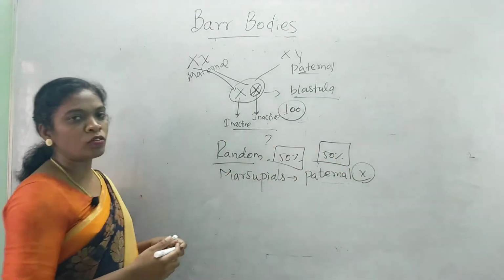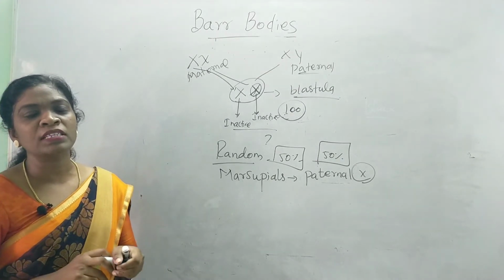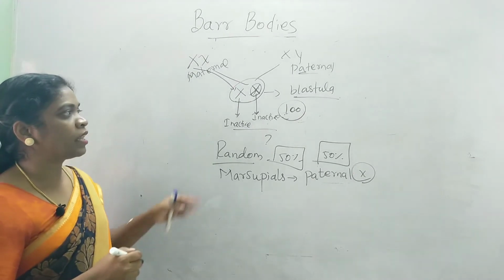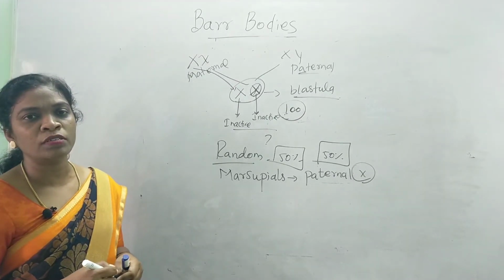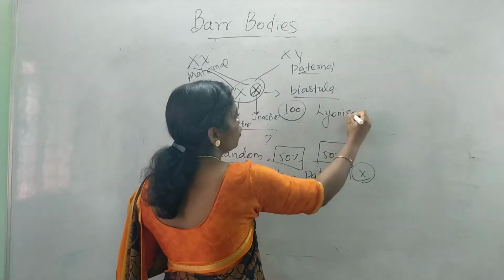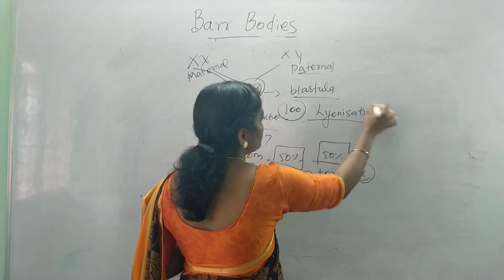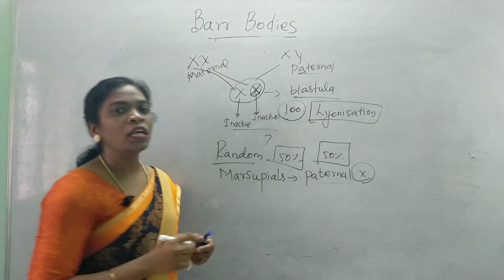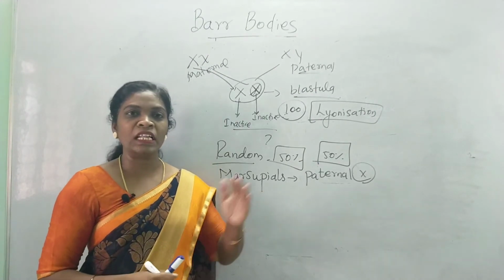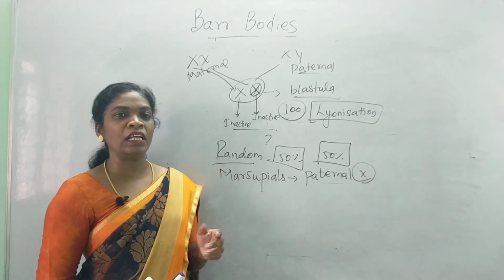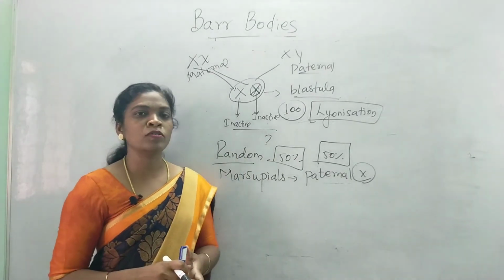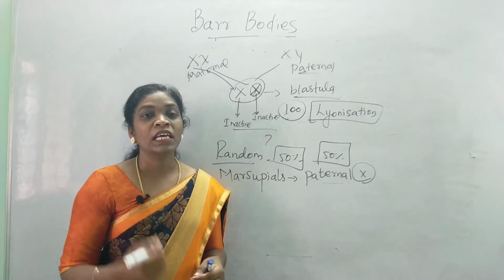Either the paternal chromosome or the maternal chromosome may remain inactivated during embryonic formation. Okay, so this is what they observed in the Lyonization hypothesis, and it was named Lyonization after the scientist who discovered the process. According to her, one of the X chromosomes in the female remains inactive to maintain the dosage compensation. So to maintain one X chromosome dosage in both the sexes, male and female, one of the X chromosomes in the female remains inactive.